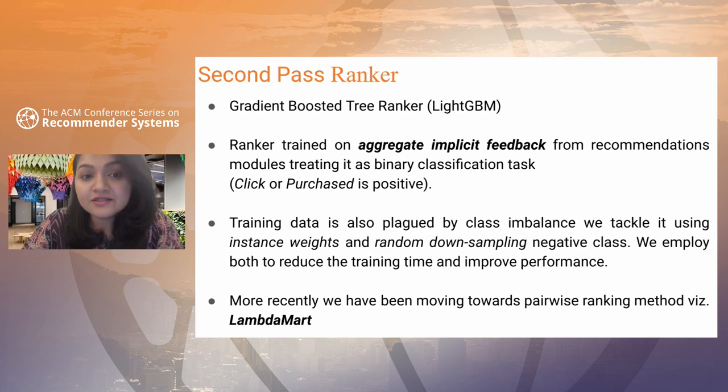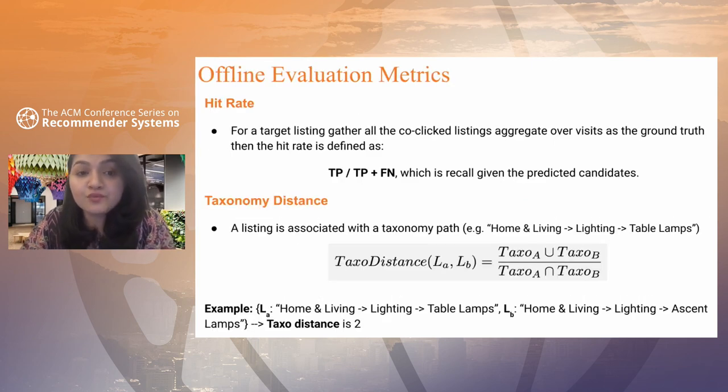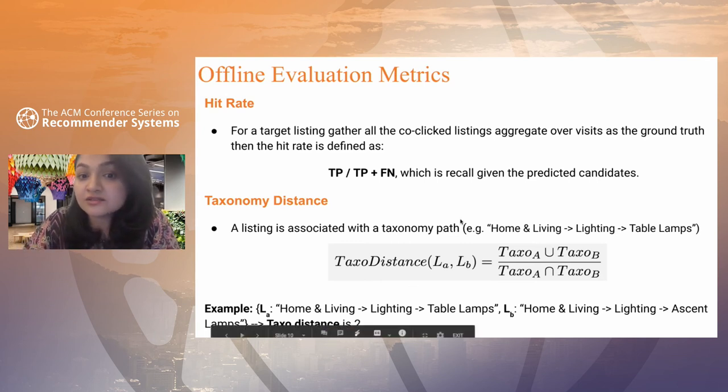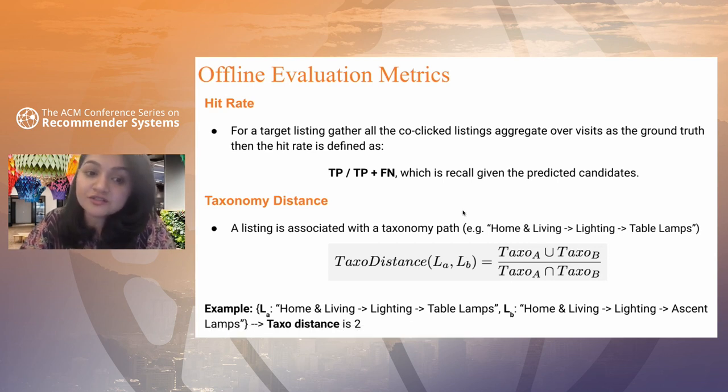How do we evaluate this kind of set? So we developed a few different evaluation metrics and also used a common metric for evaluating this kind of set. The first one was hit rate, also known as recall. For a given target listing, all the co-clicked listings averaged over the visits were used to calculate the recall value, which is true positive divided by true positive plus false negative.